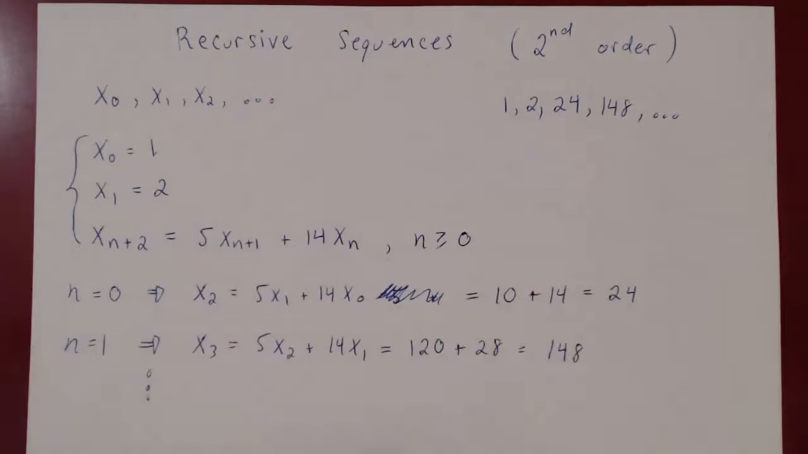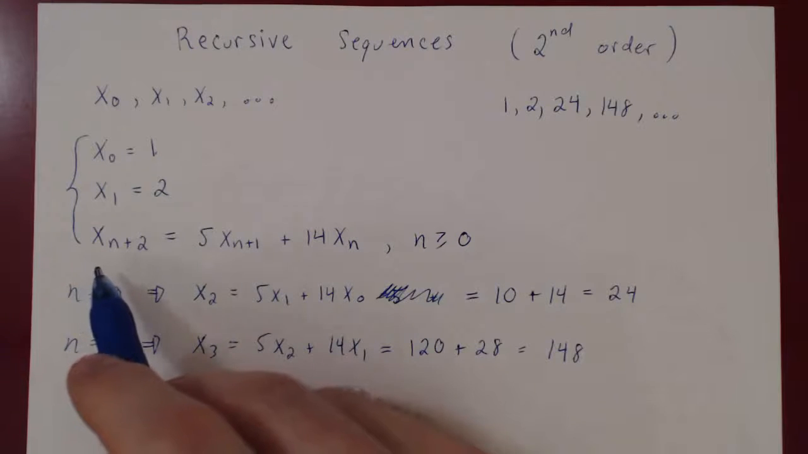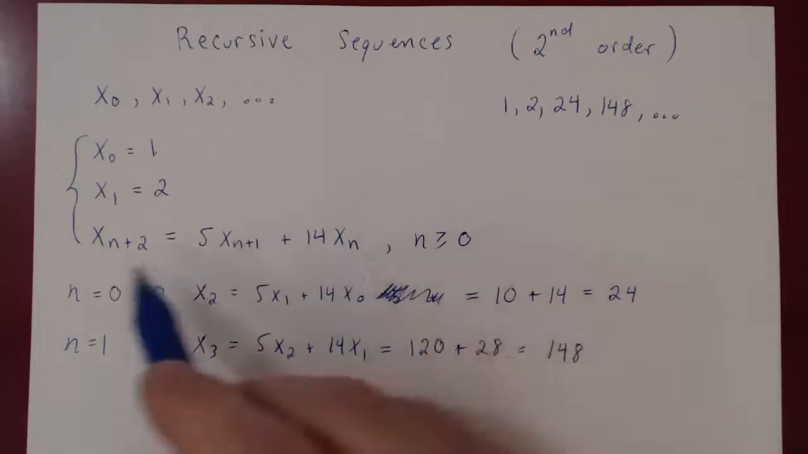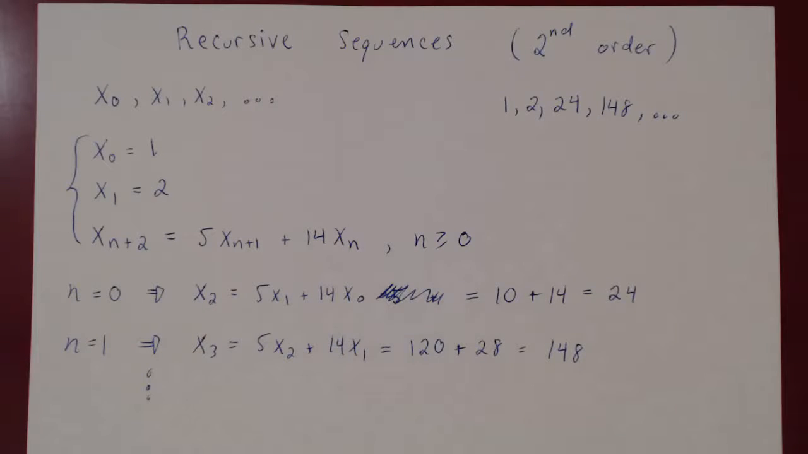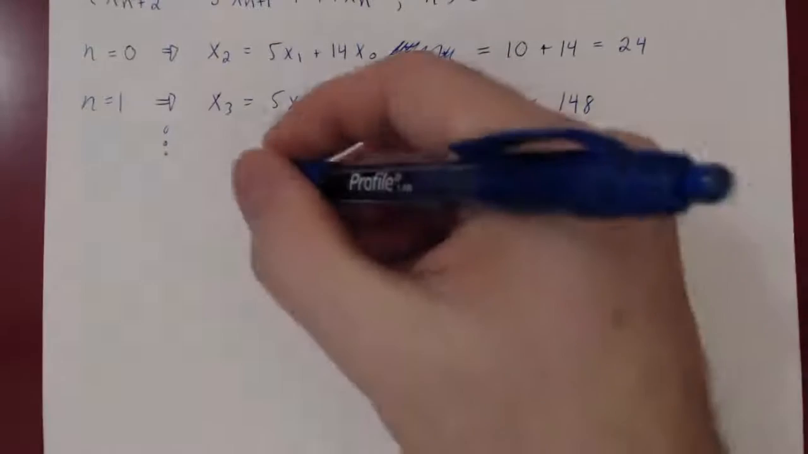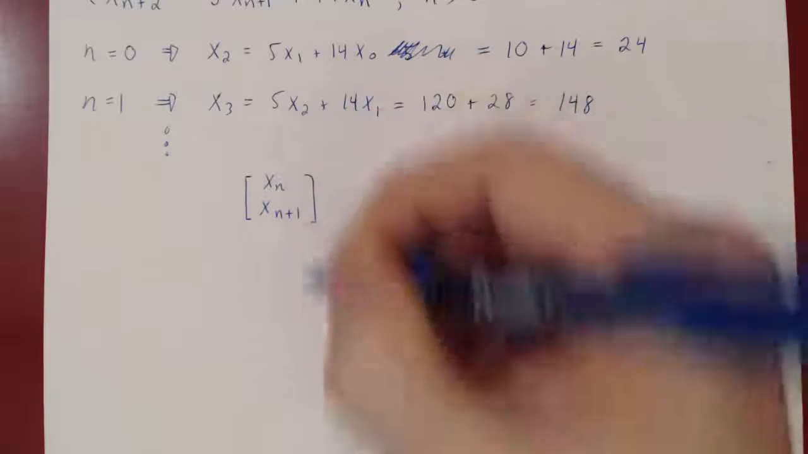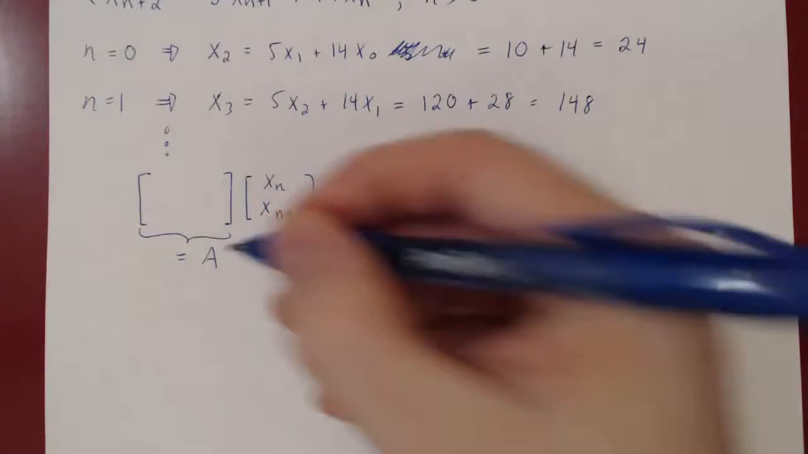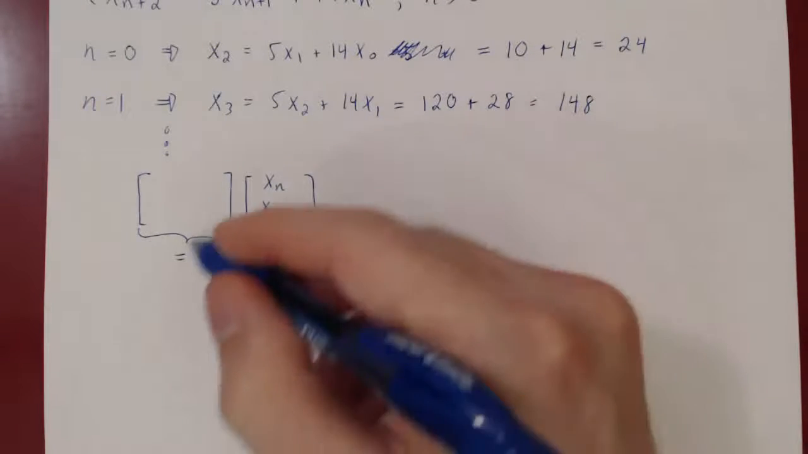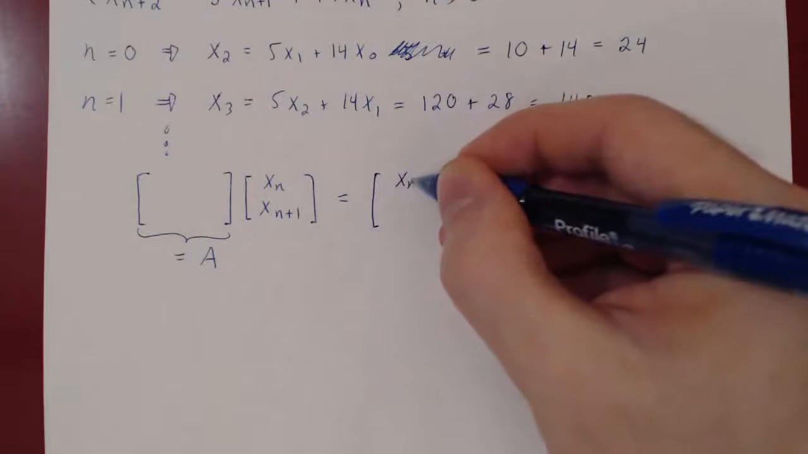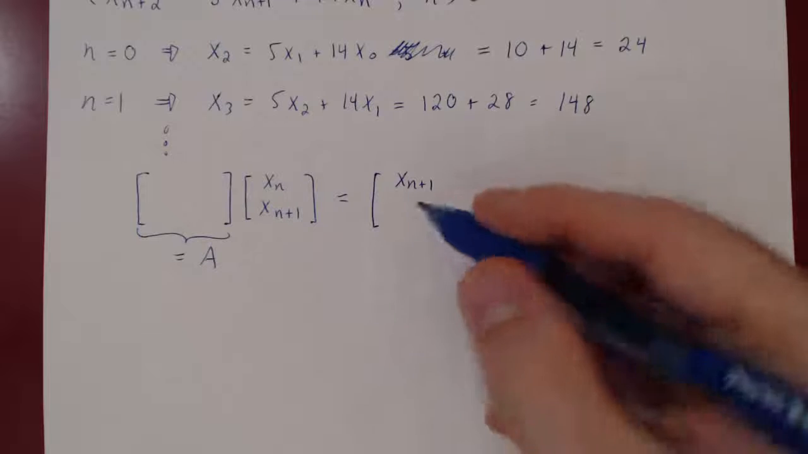We will try and rewrite the system as a matrix equality, right? The recursion drives the sequence forward. It tells you to build the next term, do 5 times the previous term plus 14 times the term before that. So this recursion drives the sequence. It allows you to build each term consecutively. The question is, can we drive the sequence with a matrix? So here's my question. Suppose we write as a vector xn, xn plus 1, and can we find a 2 by 2 matrix, which we'll call A, so that if we multiply the vector by the matrix A, the sequence will move forward by one step. So xn will become xn plus 1, and xn plus 1 will become xn plus 2.